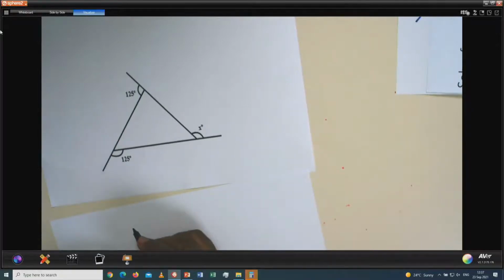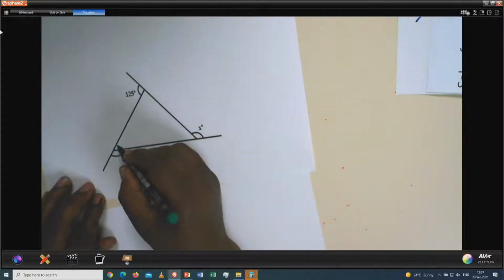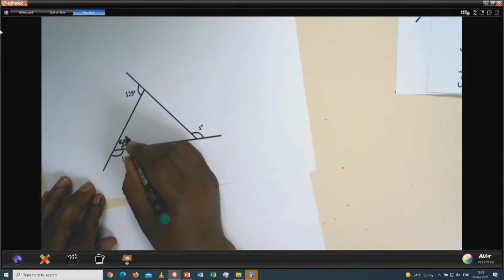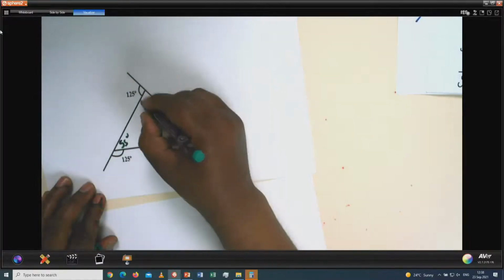What did I give you? 180. And therefore, this angle will be 55 degrees. When you add them, they should give you 180. On a straight line, these angles, when you add them, should give you 180 degrees. Therefore, this is 55 degrees. It's something that is right in front of you.